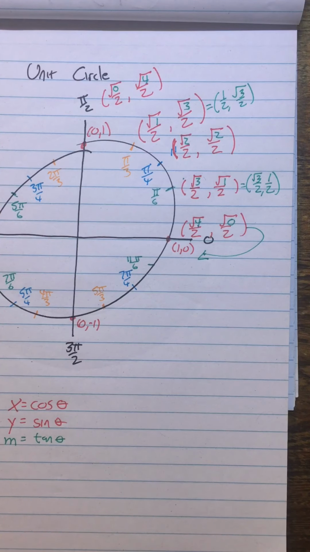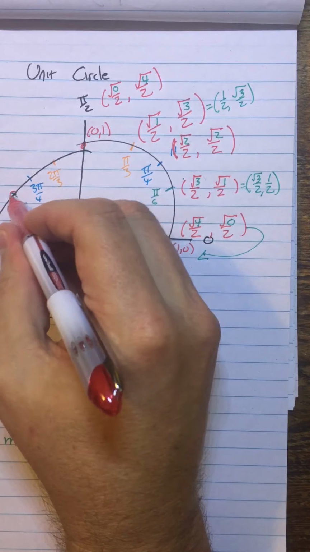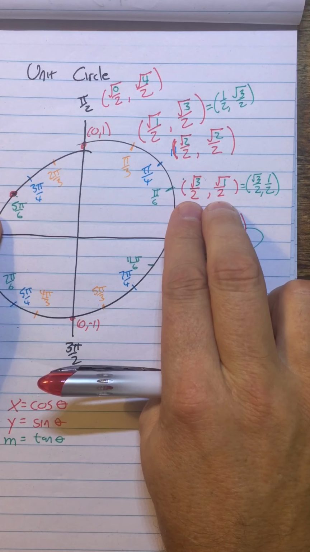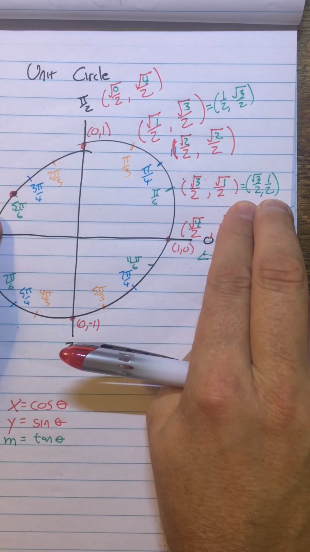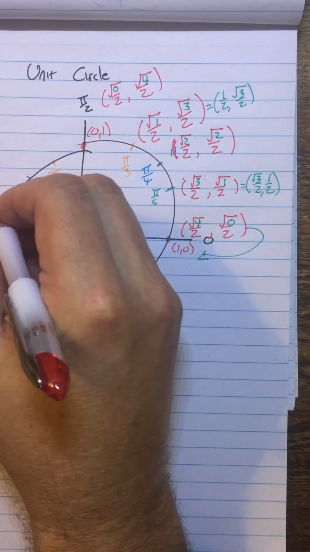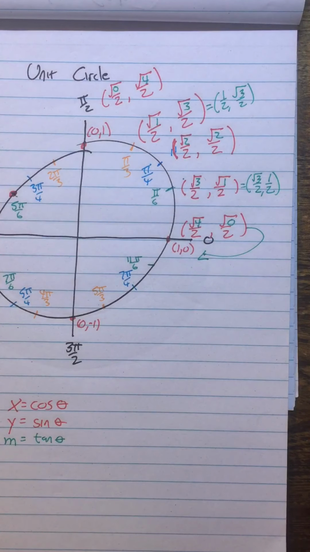All right, and then everything else you get by reflection. So let's say I want to know what 5 pi over 6 is. What are the coordinates of 5 pi over 6? Well, I know what pi over 6 is. It's root 3 over 2, 1/2. So I'll just say, well, I'm in this quadrant, so the x is going to be negative. So we're going to have negative square root 3 over 2, 1/2. So if somebody asks you, what is the cosine of 5 pi over 6? You know it's negative square root 3 over 2.